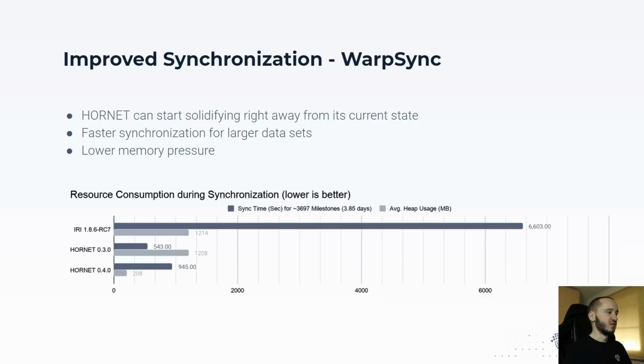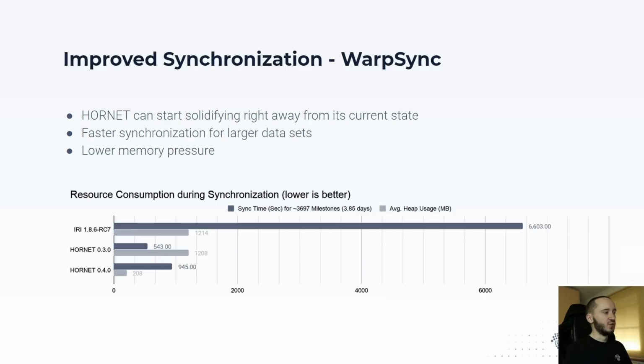So in this chart, you see IRI 1.8.6, Hornet 0.3 and 0.4, synchronizing a 3.85 days data set. And you can see that, for example, IRI took the longest with 1 hour and 50 minutes, 0.3 about 9 minutes, and 0.4 about 11 minutes.